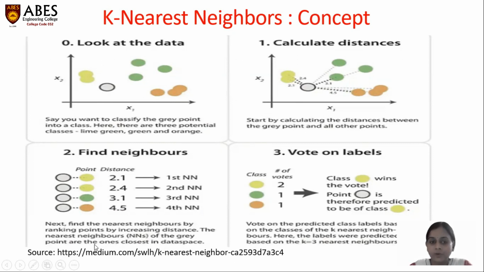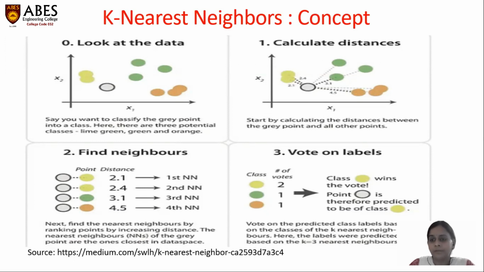This is the source from which I have taken this diagram. Now this is the concept on which KNN works. Now the question is how we define how many points we will consider. This is the number K. And the next is, what is the formula to calculate the distance between your new data point and the present data points.